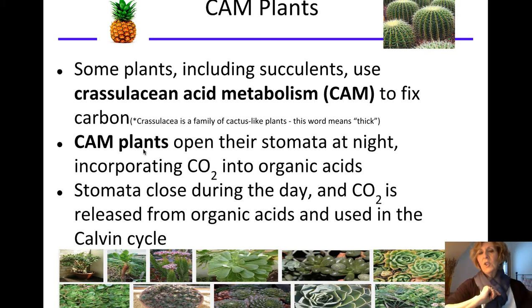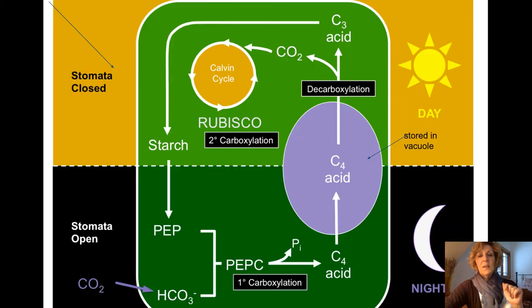Now, what CAM plants do to prevent photorespiration and to keep their stomata closed and not let water evaporate is they don't have a special anatomy like C4 plants, but they do it temporally. That means time. So they keep their stomata open at night, when it's cooler, and all the CO2 gets in. They can store it temporarily, and I'll show you how they do that in a minute. Then they close their stomata during the day so water won't evaporate and oxygen can build up, because remember, it's going to use PEP, and CO2 is released from those organic acids and used in the Calvin cycle.